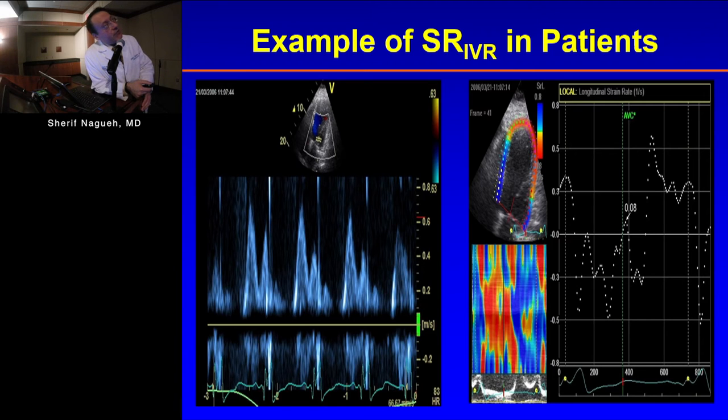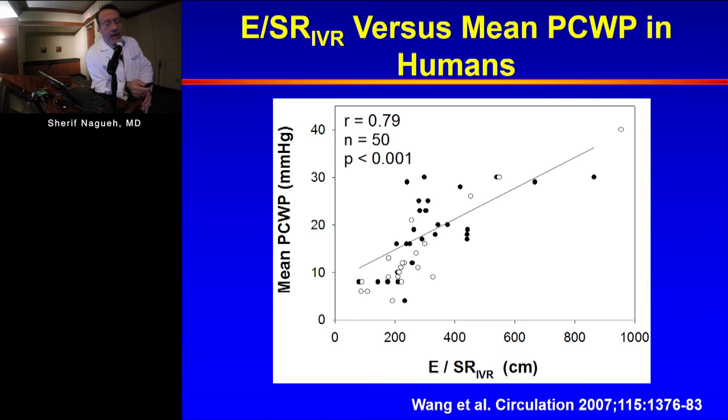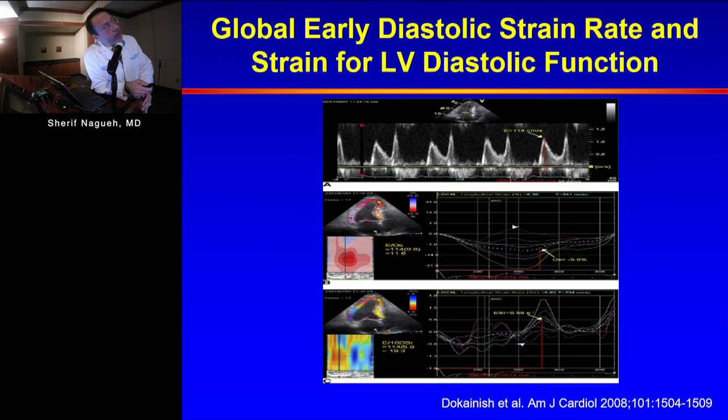Similar to the concept of E to E prime ratio, you can use mitral E velocity to strain rate, be it in early diastole or during IVR. This is an example showing the IVR measurement at 0.08, which is reduced, a ratio that relates with filling pressure. And this is work from Hisham Dokainish looking at the early diastolic velocity and the measurements of diastolic strain rate.